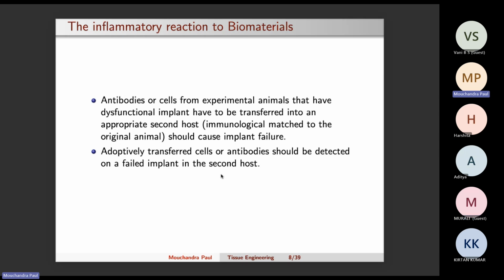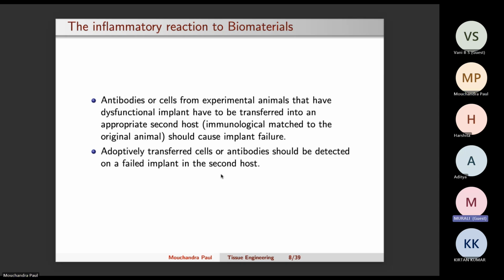What happens if you don't match immunologically? The cells or the antibodies which we give to the second host will be recognized as foreign, right? And the body will immediately, before their action, try to kill those biological components, and you won't be able to see your intended action. Get it? So they should be immunologically matched, just like before blood transfusion, people match the blood type and other things as well. So similarly we have to do that.